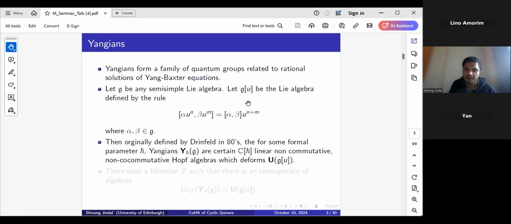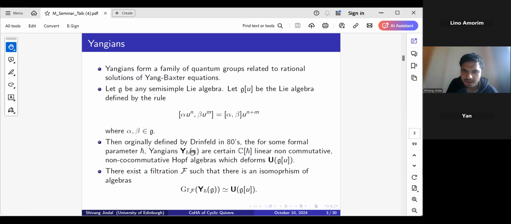The Yangians were defined by Drinfeld in the 80s. These are certain algebras defined over some formal parameter h, which are non-commutative and also non-cocommutative, and they deform the universal enveloping algebra of this Lie algebra. What do I mean by deform? The deformation here means that there exists some filtration on the Yangian Y_h(g), such that if you take the associated graded algebra with respect to this filtration, then what you get is the universal enveloping algebra of the Lie algebra g[u]. Or equivalently, you can just set h equal to 0 and get the universal enveloping algebra of g[u]. And for h not equal to 0, you get algebras which are all isomorphic. So it's a deformation in that sense.